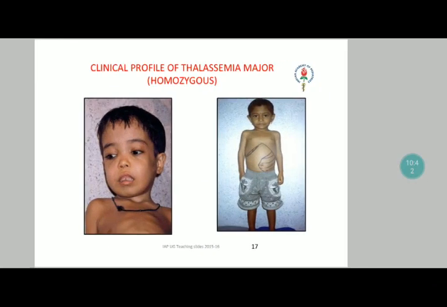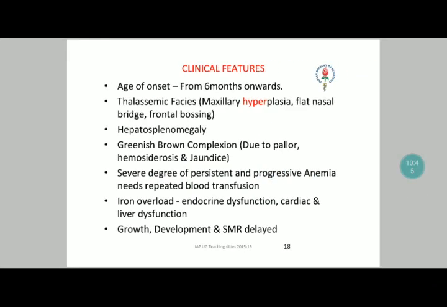Along with that, you also have a typical maxillary prominence, that is maxillary hyperplasia, and a flat nasal bridge as well. Hepatosplenomegaly was marked in the first image, and that was very easy to identify, and it can be picked up very easily on clinical examination.